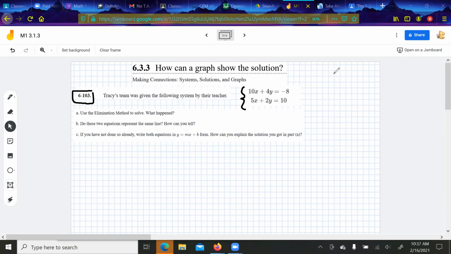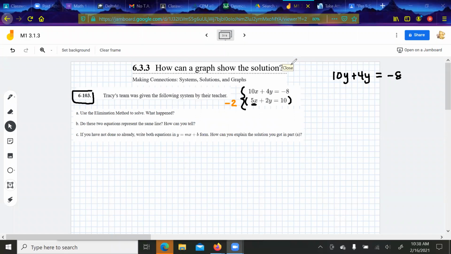So if I use elimination method, let's see, I have 10x plus 4y equals -8. Okay, I need to eliminate these. So I don't know, let's say I want to eliminate the x's. What would I multiply the 5x by to get it to be the opposite of 10x? What would we multiply by, guys? I want 5x to be the opposite of 10x. Okay, got an answer in the chat.